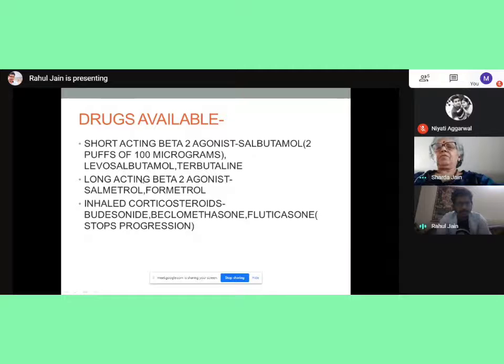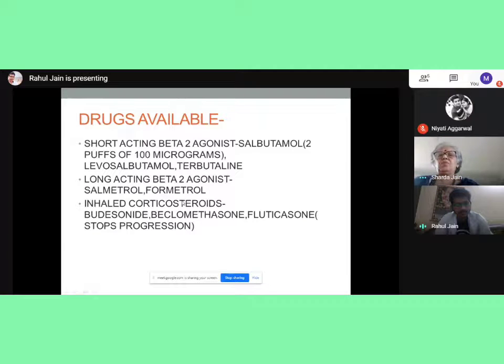And then LABA is long-acting beta-2 agonist, and they are the same drugs, but they stimulate beta-2 for longer times. The mechanism is very simple. First of all, they are inhalers, so they have only local action. They do not cause much of the systemic side effects, and if they are short-acting, they are called SABA, and if they're long-acting, they're called LABA. Then, as I mentioned earlier also, the LABA and SABA will only provide symptomatic improvement. But it's very important to prevent the further attacks and the progression of the disease.